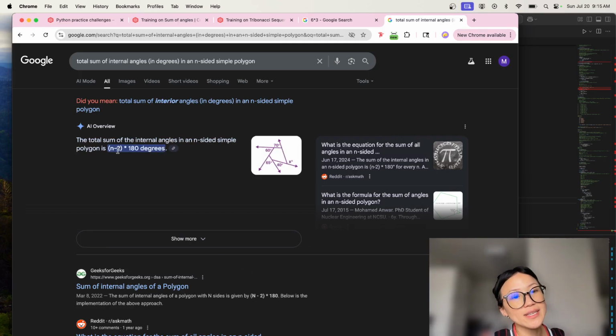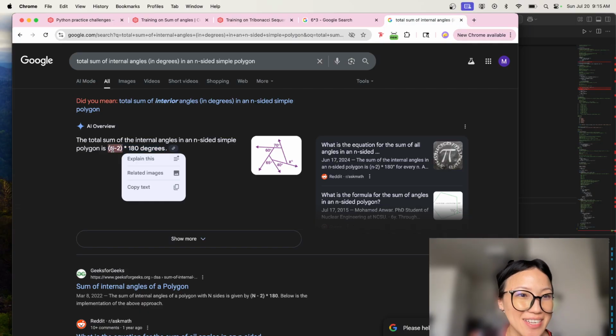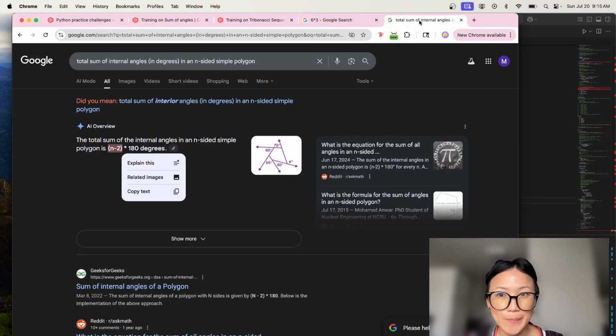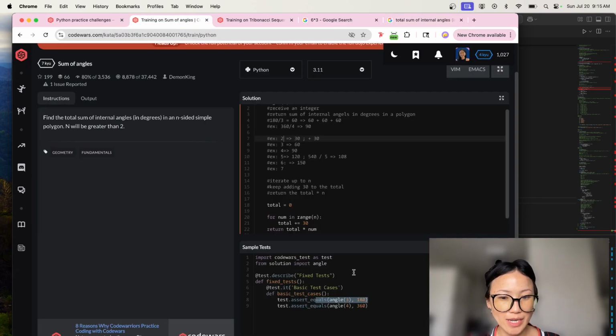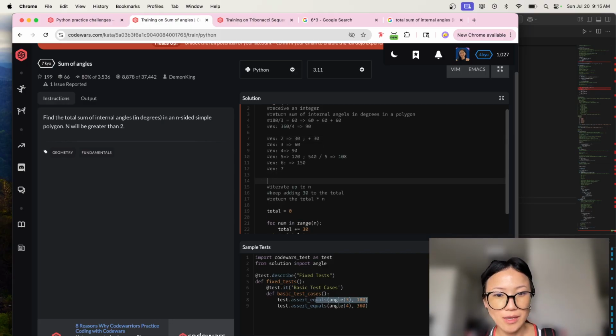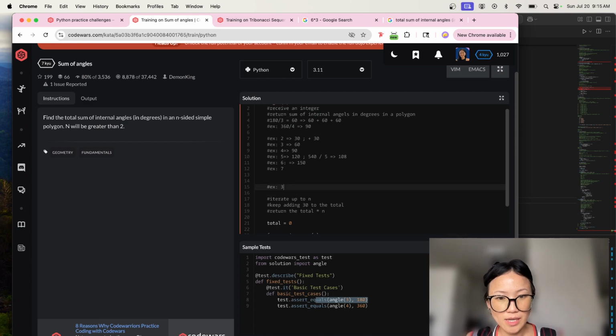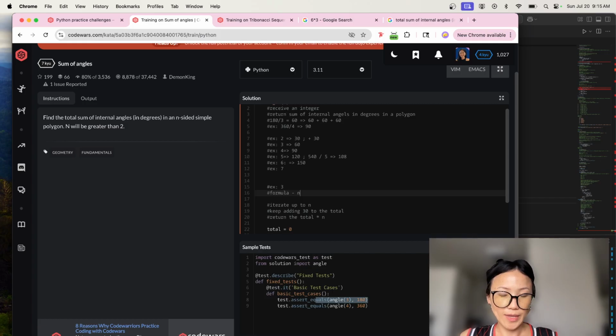Oh, it's n minus 2 times the 180. I would have never guessed it. I thought I did that right. N minus 2. Okay, let's play that out. N minus 2 times 180. We'll put in 3. Let's do 3. Example is 3. N minus 2. Formula is n minus 2 times 180.